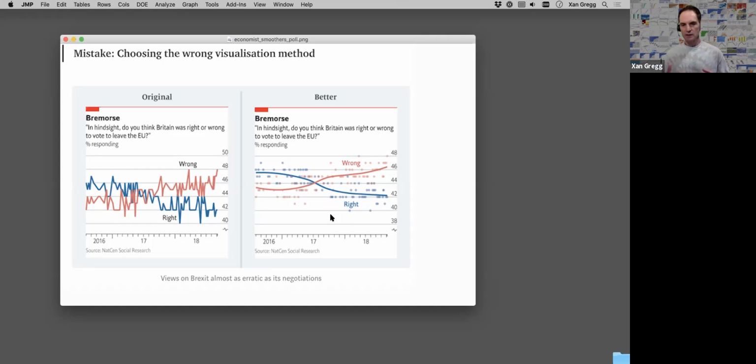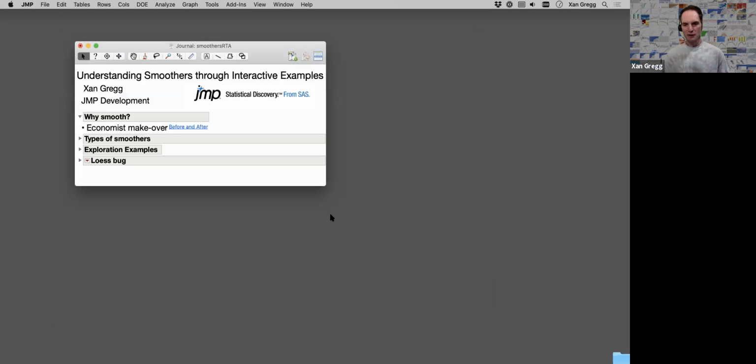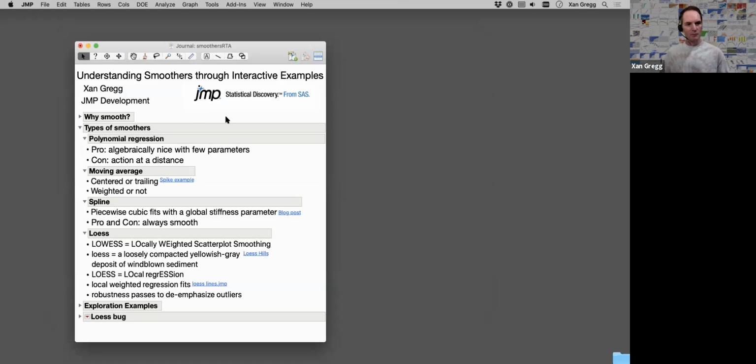So that's a nutshell of why we want to smooth. We want to try to separate out the trend from the variation, which is the whole science of statistics, the science of variation: trying to figure out what is the variation and what is the trend. So let's look at some ways we might smooth. I'm going to cover 4 types here. I'm going to briefly go through these with a little description and pros and cons, and then get into some interactive examples.